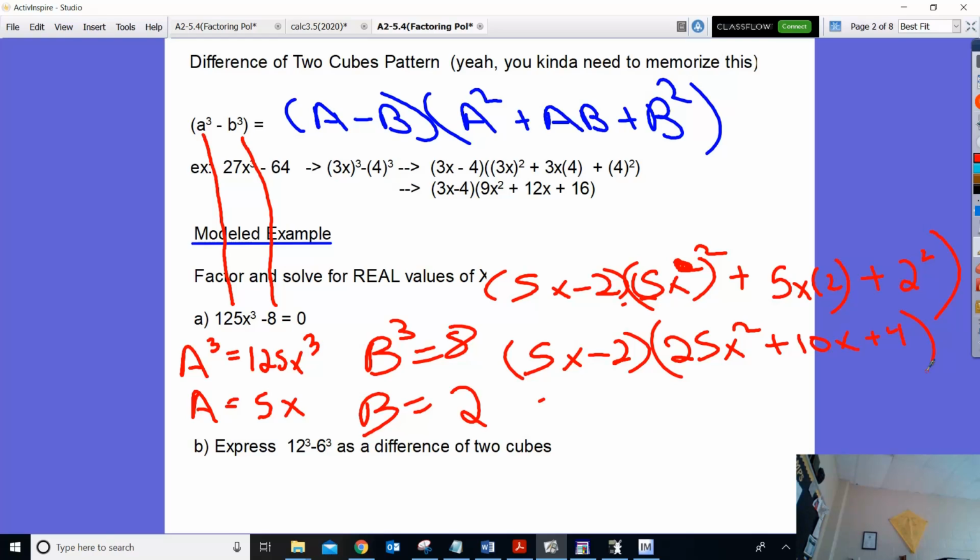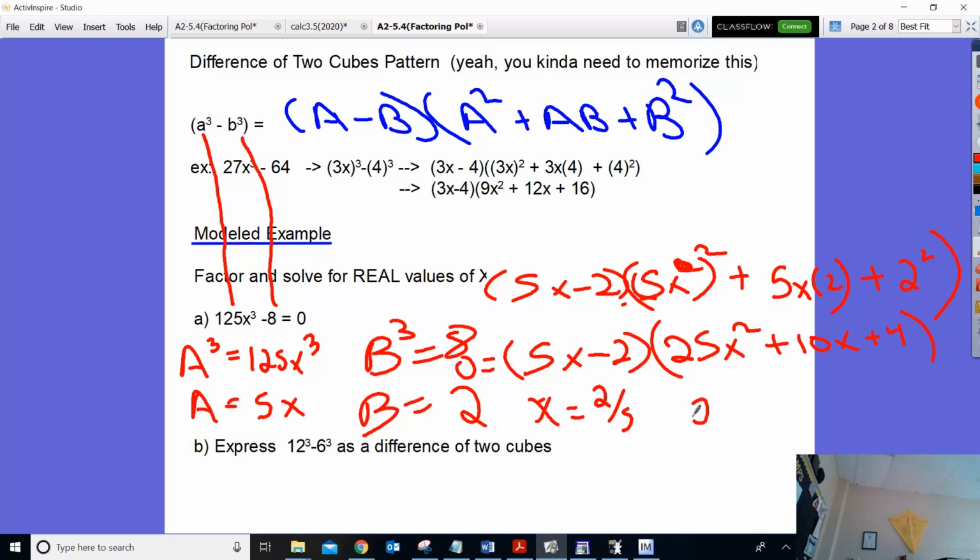Now, we did have an equation. We were tasked with solving for all the real answers, weren't we? So we have 0 equals 5x minus 2 times 25x squared plus 10x plus 4. There's a nice easy set of parentheses right there leading this thing. If 5x minus 2 is 0, what's a real value of x? What is it? 2/5.